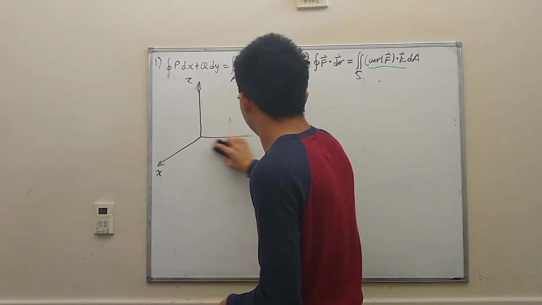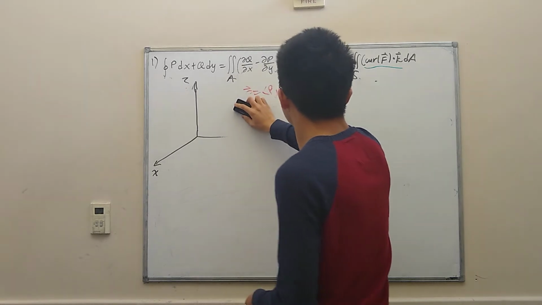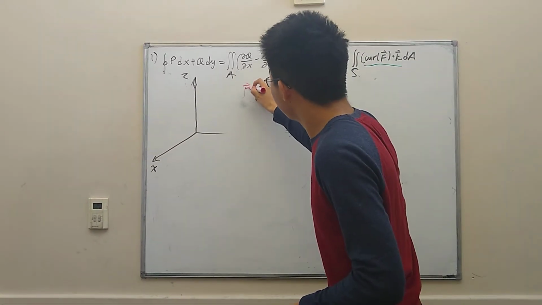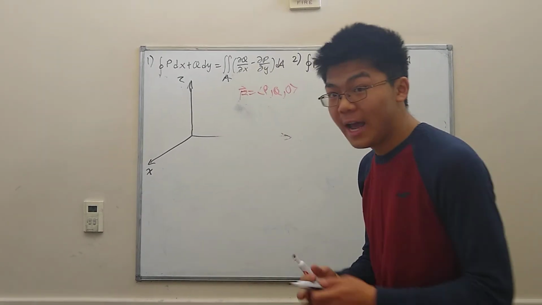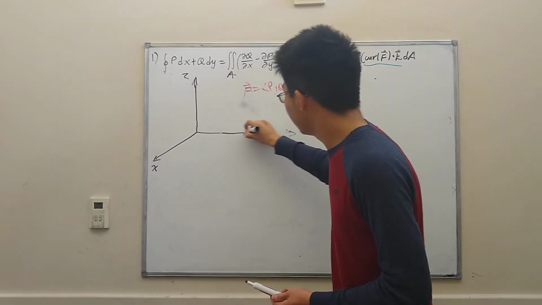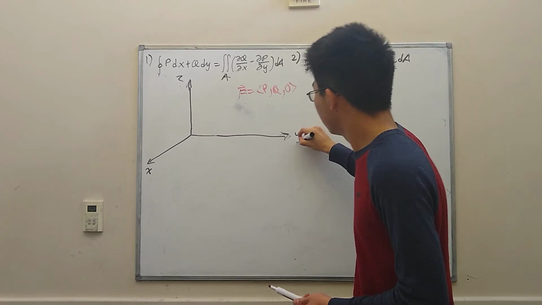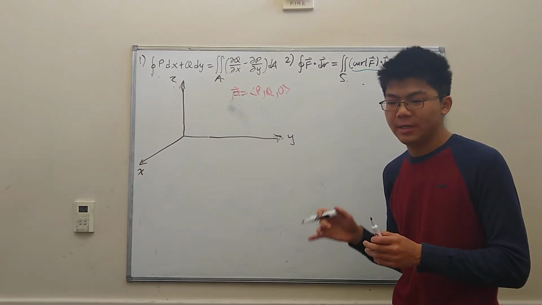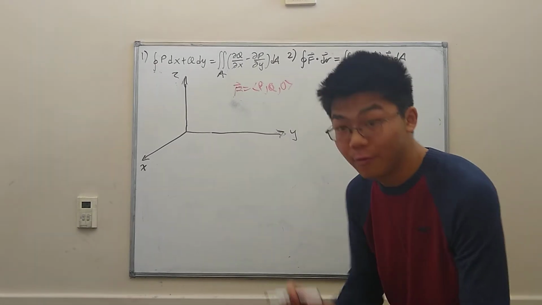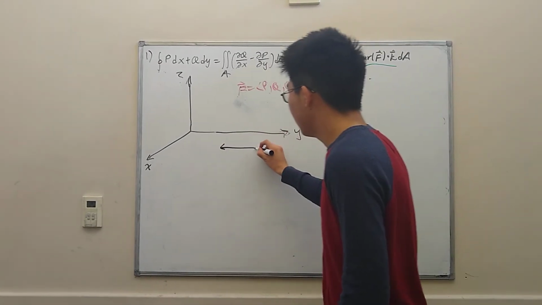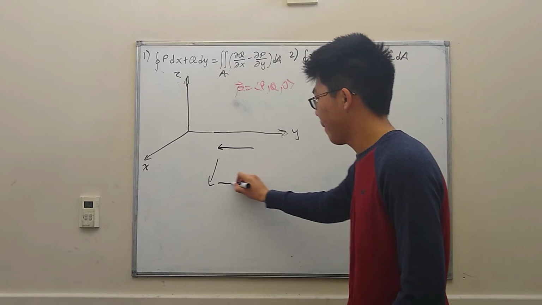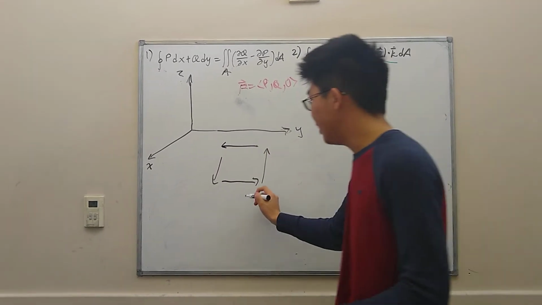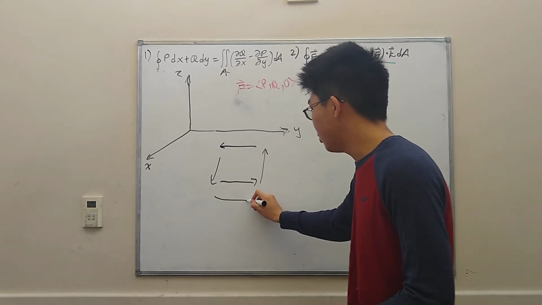So, let's keep our vector field. Let's keep our x, y, and z axis. But now I'm just going to have two squares. So we're going to have one square that rotates this way like before. And we're going to have the other square rotate this way.